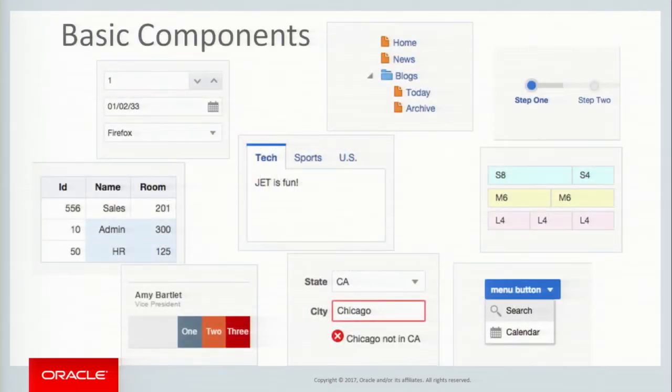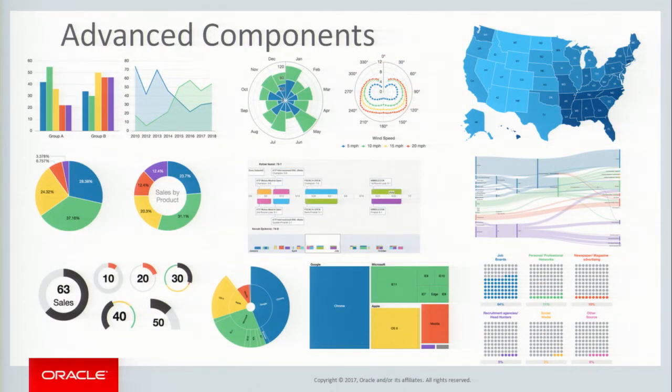Here are some of the basic components. We have basic components for forms, tables, and layout, for example. And in total, we have 80 plus components that you can use out of the box at this point. We also have a set of advanced data visualization components, so things like charts, gauges, and maps, and then you see a timeline in the middle, and we also have a Gantt chart that we are coming out with.